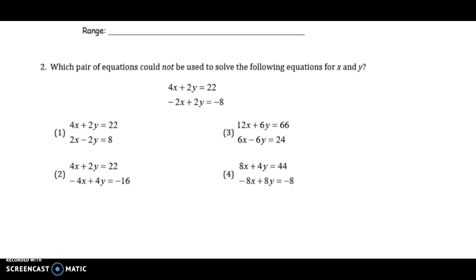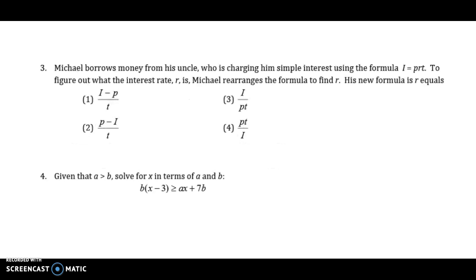I want you to try this review question, see if you can figure out which one of these is not an equivalent set of equations, which one could not be used to solve that system. And it's another review question. Noticing it says if in this new formula r is equal to, so this is telling you to solve for r. Tells you right here too. So take this formula here, solve for r, see which one it matches up to.